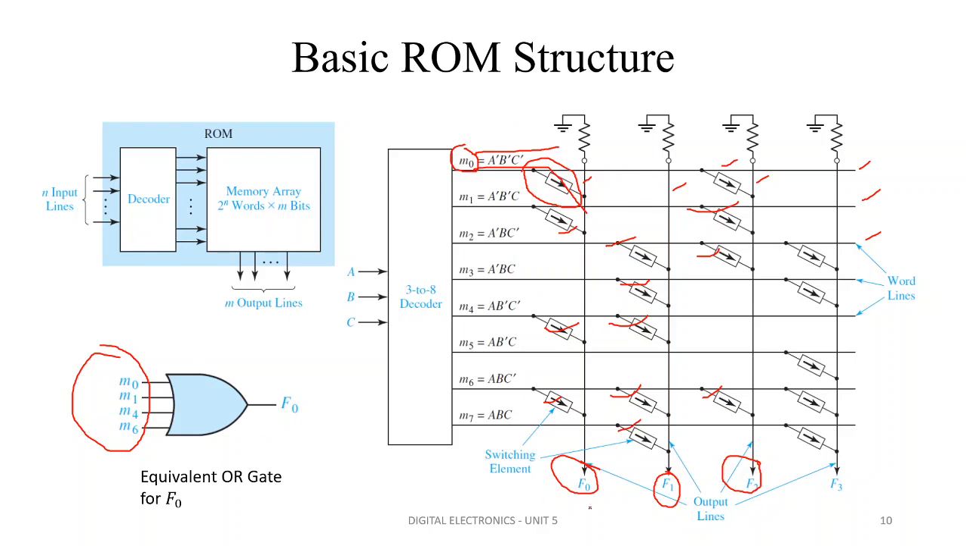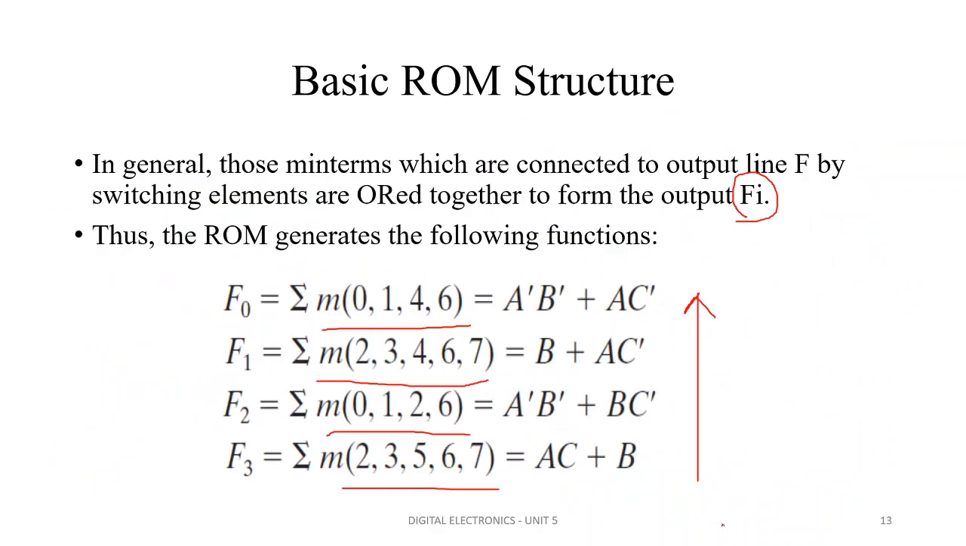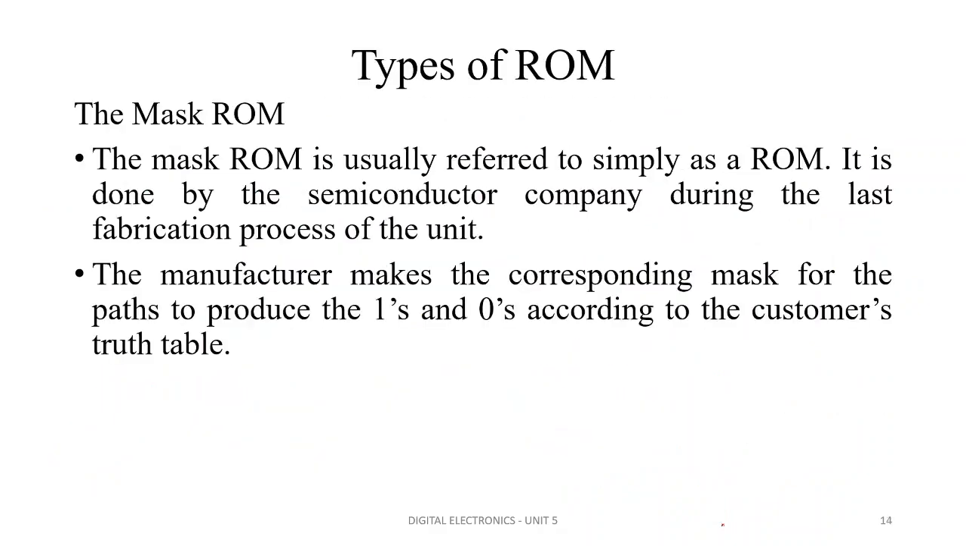So totally F0 is having an OR connection of M0, M1, M4 and M6. So it is ORed and given as an output. So this is my memory basic structure and types of ROM.